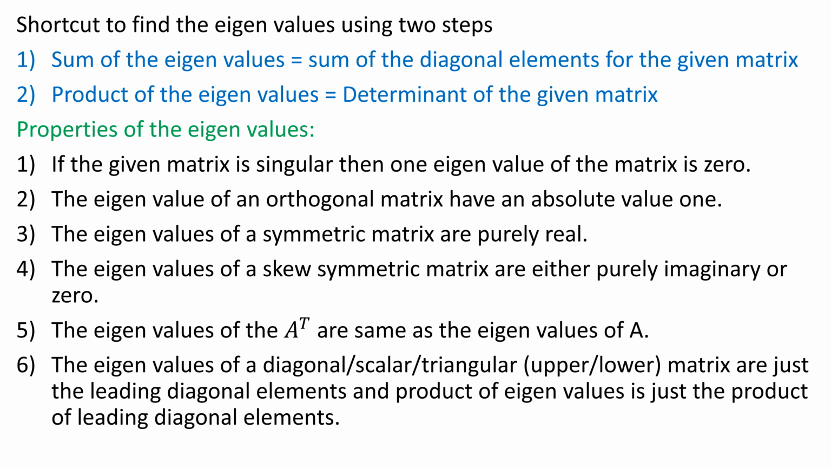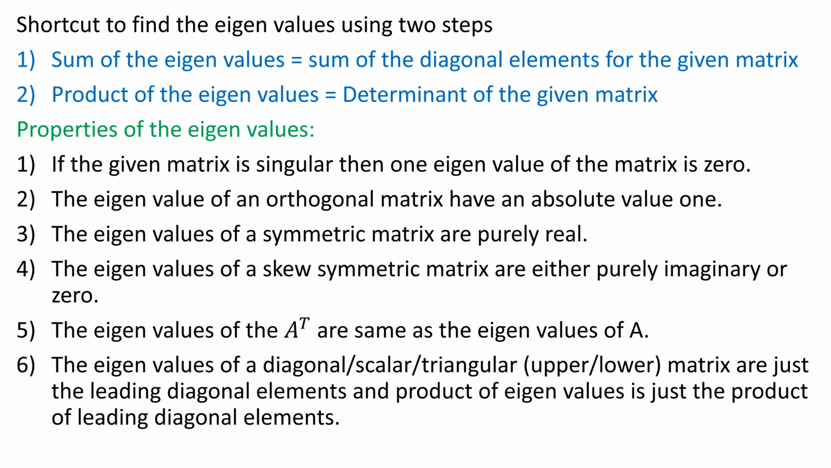So here is the shortcut. For any given matrix, you can find the eigenvalues using these two steps. First step: the sum of the eigenvalues is equal to the sum of the diagonal elements of the given matrix. Second: the product of the eigenvalues is equal to the determinant of the matrix. You may think that the determinant is also very difficult to find for a 4 by 4 or 5 by 5 matrix, but if you use the echelon form and reduce the matrix into an upper triangular or lower triangular matrix, then directly the diagonal elements will be the eigenvalues, and the product of the eigenvalues will be the determinant of the matrix. So you have to apply those concepts in order to simplify the question.